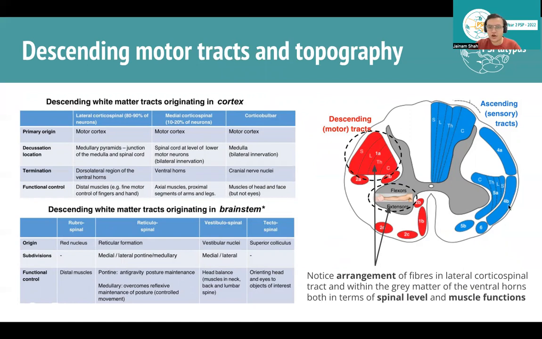If you take a cross section of the spinal cord, you will notice that on the left-hand side, we've highlighted the descending tracts, on the right-hand side, the ascending sensory tracts. We're going to focus on the motor ones. What's really interesting is that you have this unique arrangement of fibers.